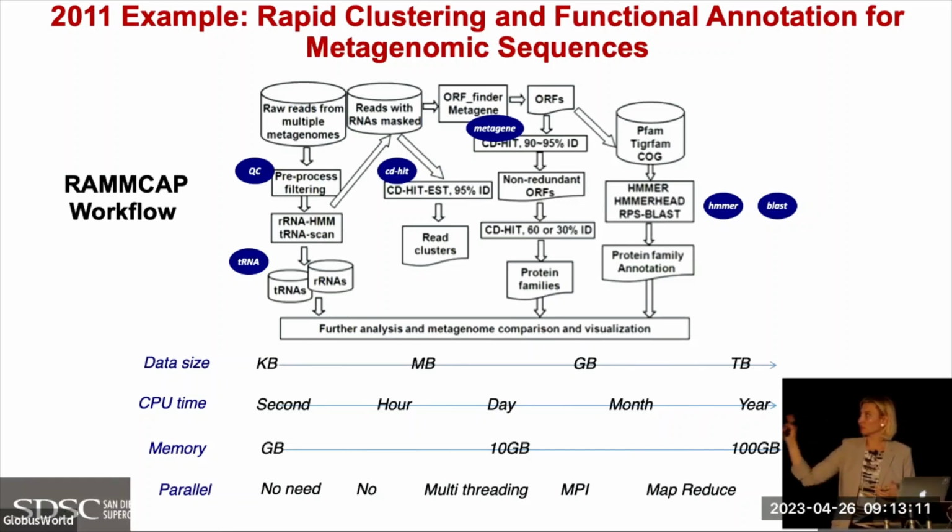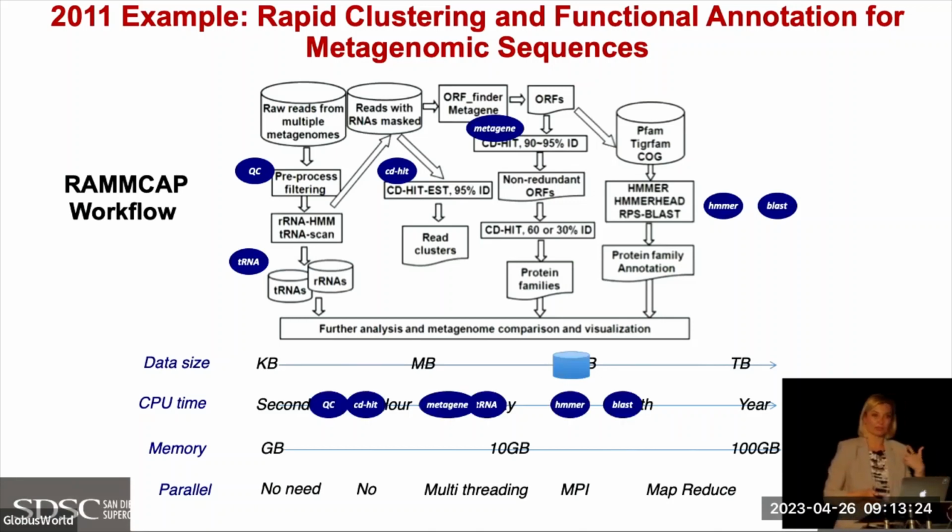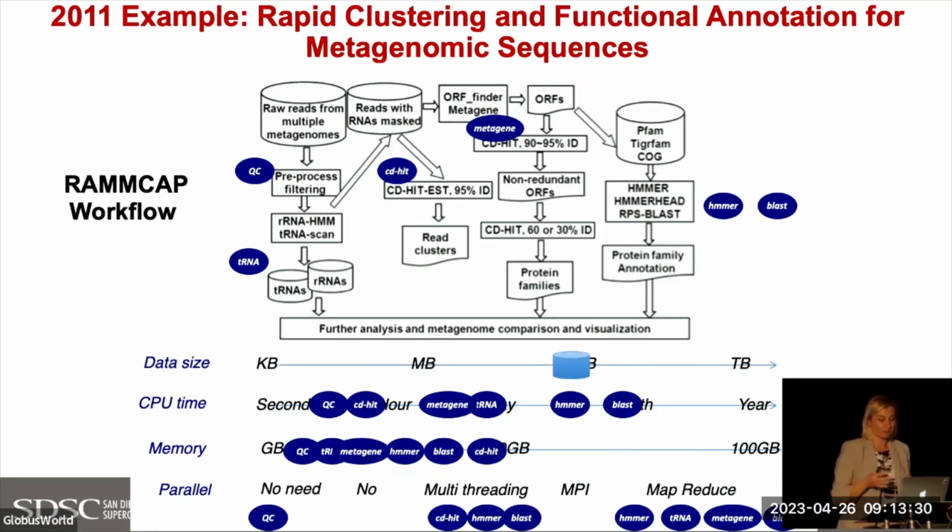So this was a workflow for clustering and functional annotation for metagenomic sequences. Through next generation sequencing, before next generation sequencing, we had some data size, some CPU time of execution of the workflow on those, some memory needs, and some needs for parallel computing.